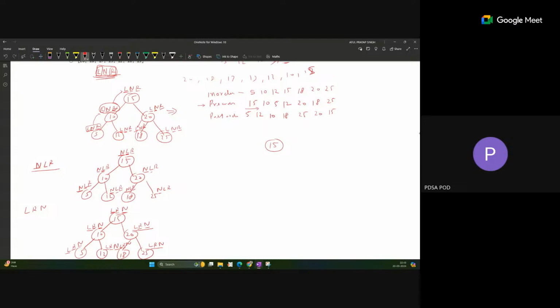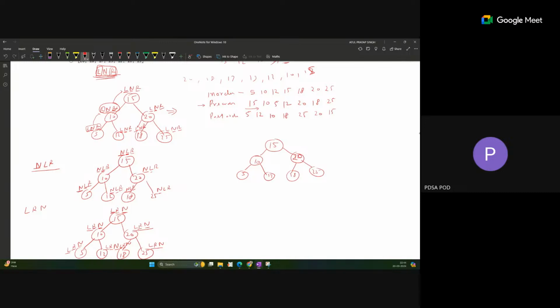Okay, so 15 is the root node. 10 will come onto the left. Okay, so 10. 5 is smaller than 15, smaller than 10, so it will come here. 12 is smaller than 15 but greater than 10, so 12 will come here. 20 is greater than 15, so come to the right, 20. And 18 is greater than 15 but smaller than 20, so it will come here. 25 is greater than 15, greater than 20, 25. Okay, you can see we can simply construct it. So we are getting the same input tree.